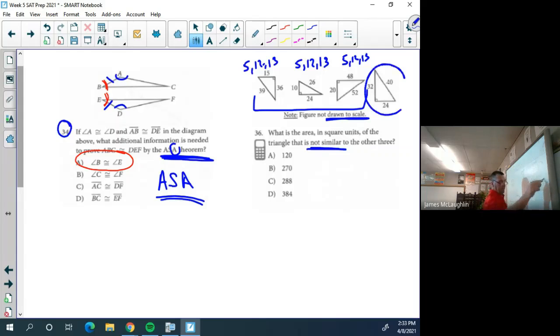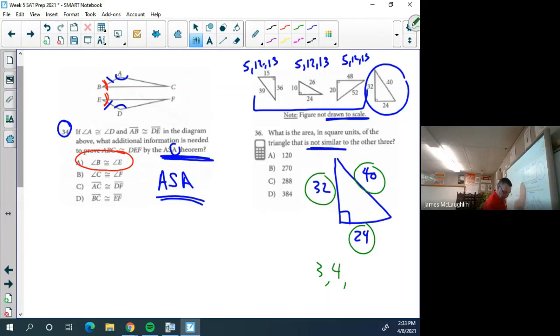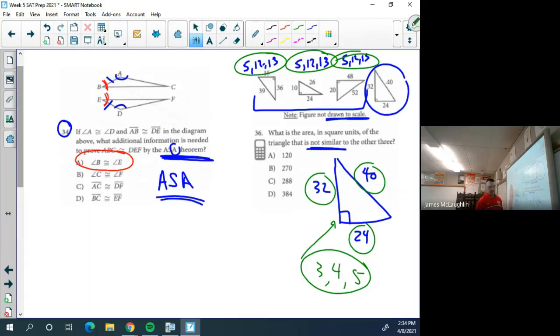So that means we got to work with this triangle, right? That triangle must not be similar. If I bring that triangle down there, so we got 32 here, we got 24 there, we got 40 there. What's your greatest common factor, right? That would be an 8. I'm sorry, whoops, 8, my fault. 8 goes in there 3 times. 8 goes in there 4 times. 8 goes in there 5 times. That would be a 3, 4, 5. And of course, that's not similar to the 5, 12, 13s. So this is the triangle that is not similar.